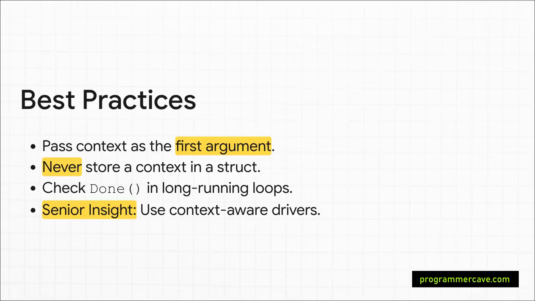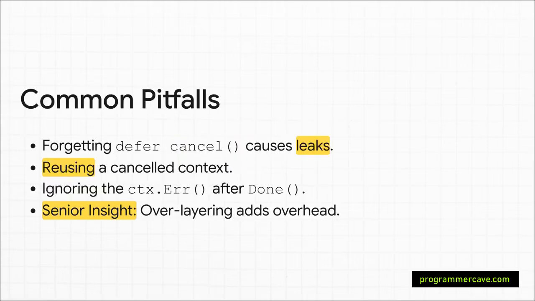And for the pros, it's not enough to just pass a context around. You have to use database drivers and libraries that are context-aware, so they can actually interrupt a network call when a context gets canceled. And on the flip side, here are the traps. We've already hammered this one, but forgetting defer cancel calling is the number one cause of context-related resource leaks. It's a huge deal. Also, remember, once a context is canceled, it's canceled forever. You can't reuse it.